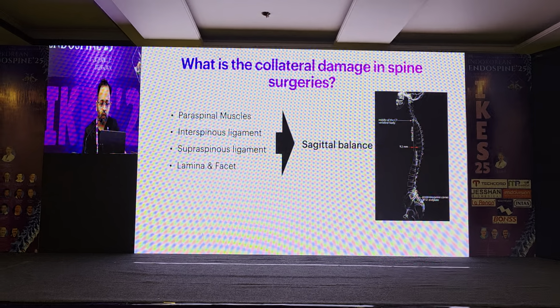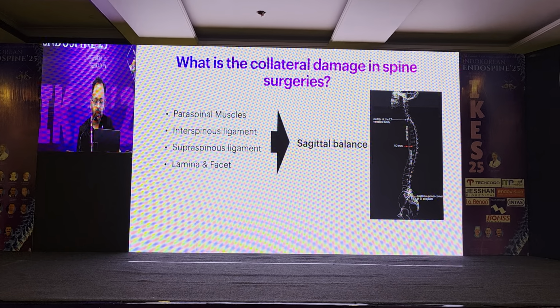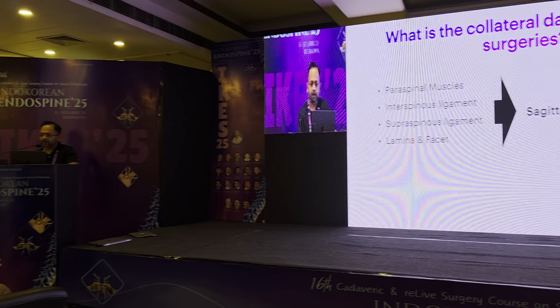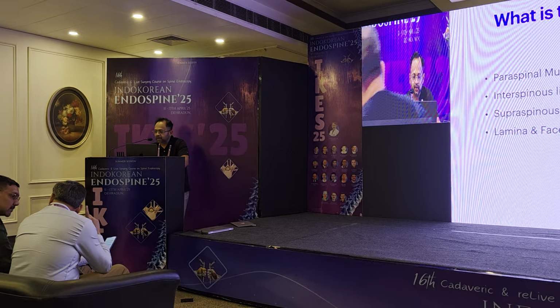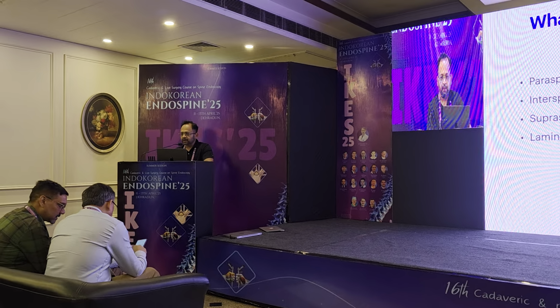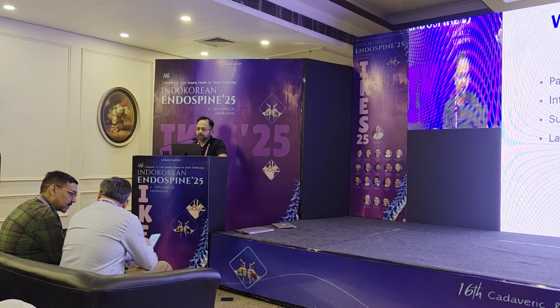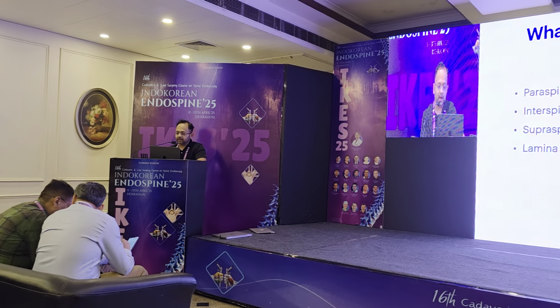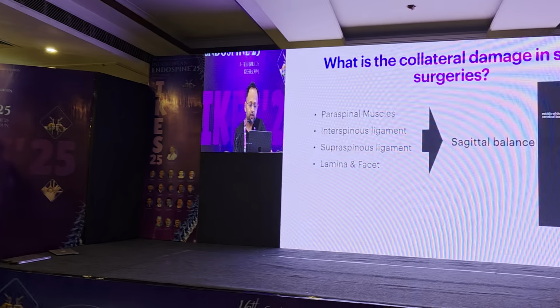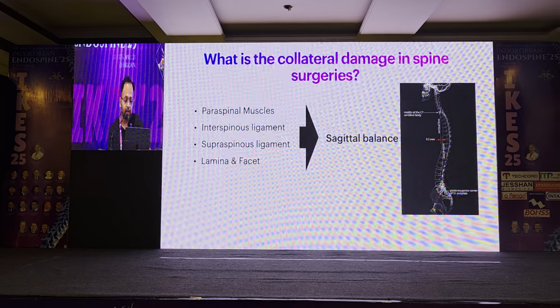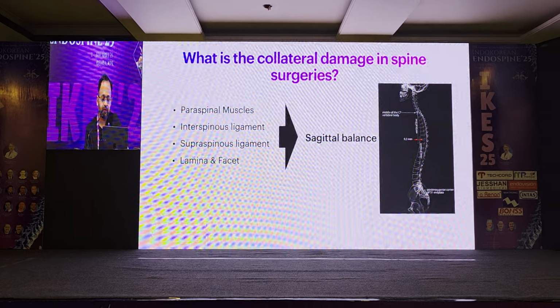Expectation. So what is collateral damage in spine? The paraspinal muscles, interspinous ligaments, supraspinous ligaments, lamina and facets are the main things which give the collateral damage and also maintain the sagittal balance. So any damage to these structures, these ligaments, will cause collateral damage.